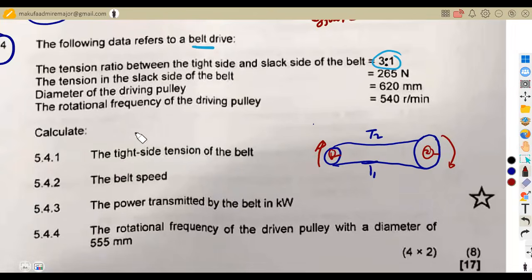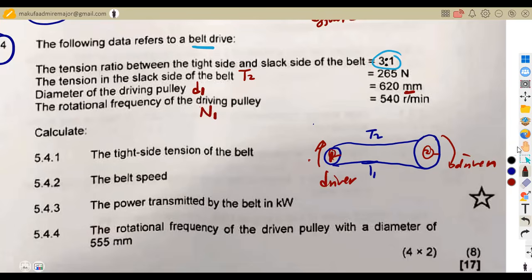Then we've got the tension of the slack side. We are given T2, which is 265. The diameter of the driving pulley: remember, we said this is our driver, which is the first side, so we are given D1 from the driving pulley. This is the driven part, and this is our driver, which is the second part. You can convert this to meters if you want, on the condition that we are going to work with meters. Then we've got the rotational frequency of the driving pulley, meaning we are given N1 in this case.